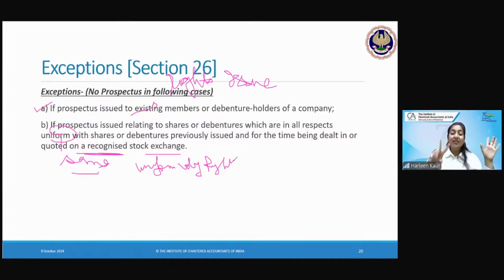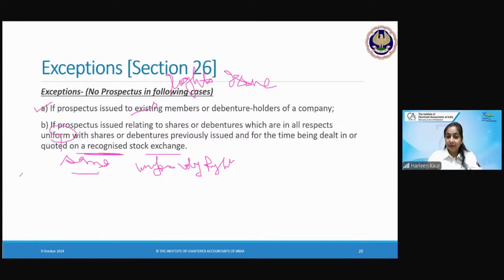So there are two cases in which no fresh prospectus is required. Number one, we're issuing the prospectus to the existing members or debenture holders. That means you're coming up with a rights issue. And number two, where the prospectus is being issued relating to the shares and debentures which have already been listed on the stock exchange, and stock exchange is already aware about the information, you have already informed about them, and they're coming up with the same issue on the same uniform voting rights, then no fresh prospectus is required.